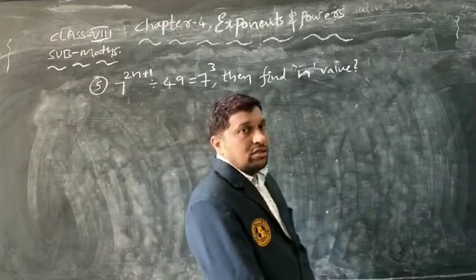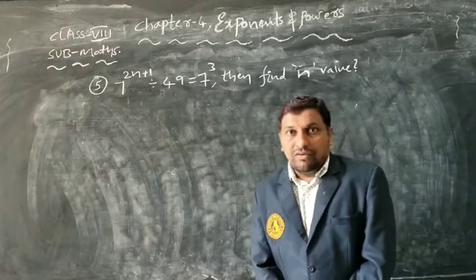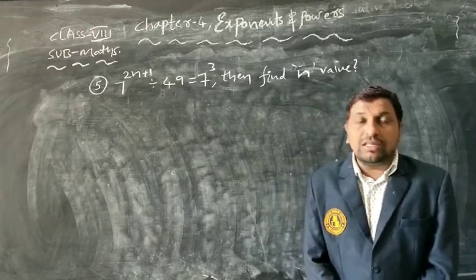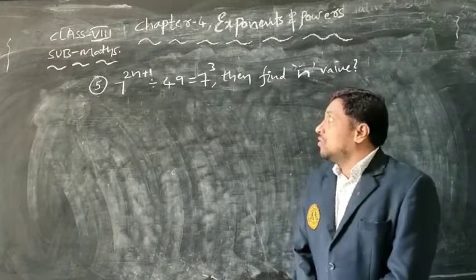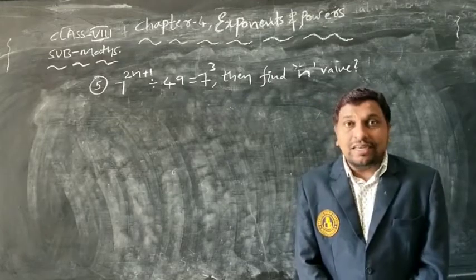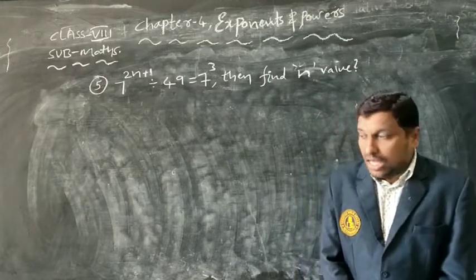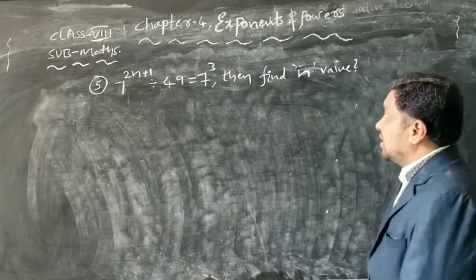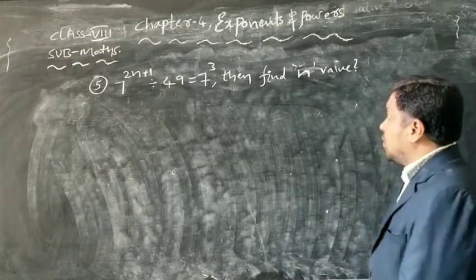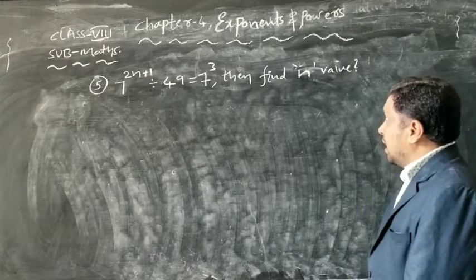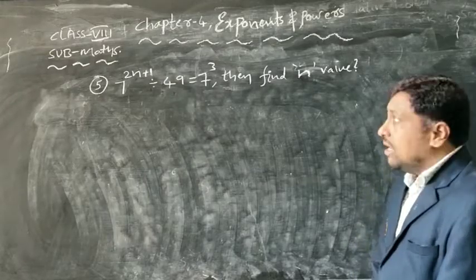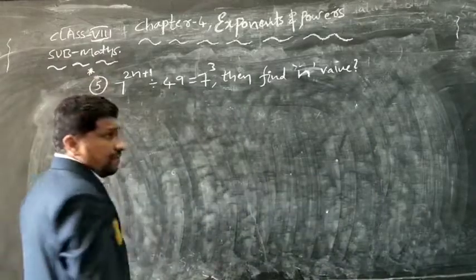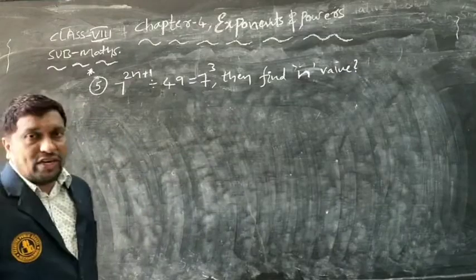We have to use a suitable law of exponents in this question and solve this problem to get the value of n. My question is 7 to the power of 2n plus 1 divided by 49 is equal to 7 to the power of 3. Then find the n value. This is an important problem in our 8th class, especially exponents and powers.